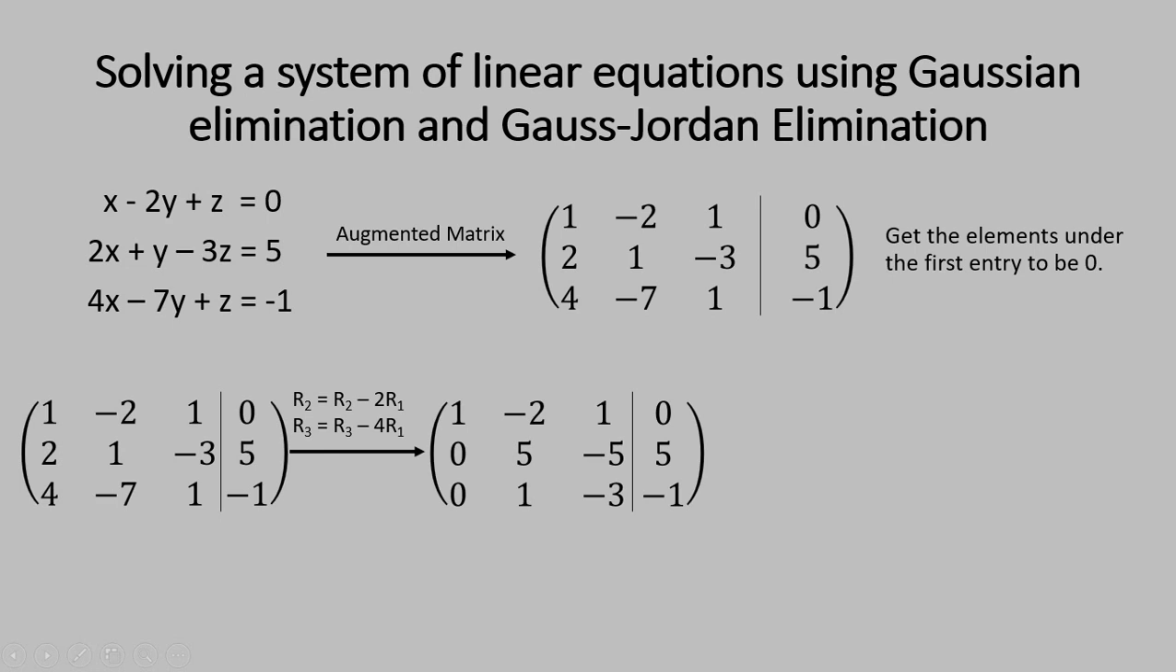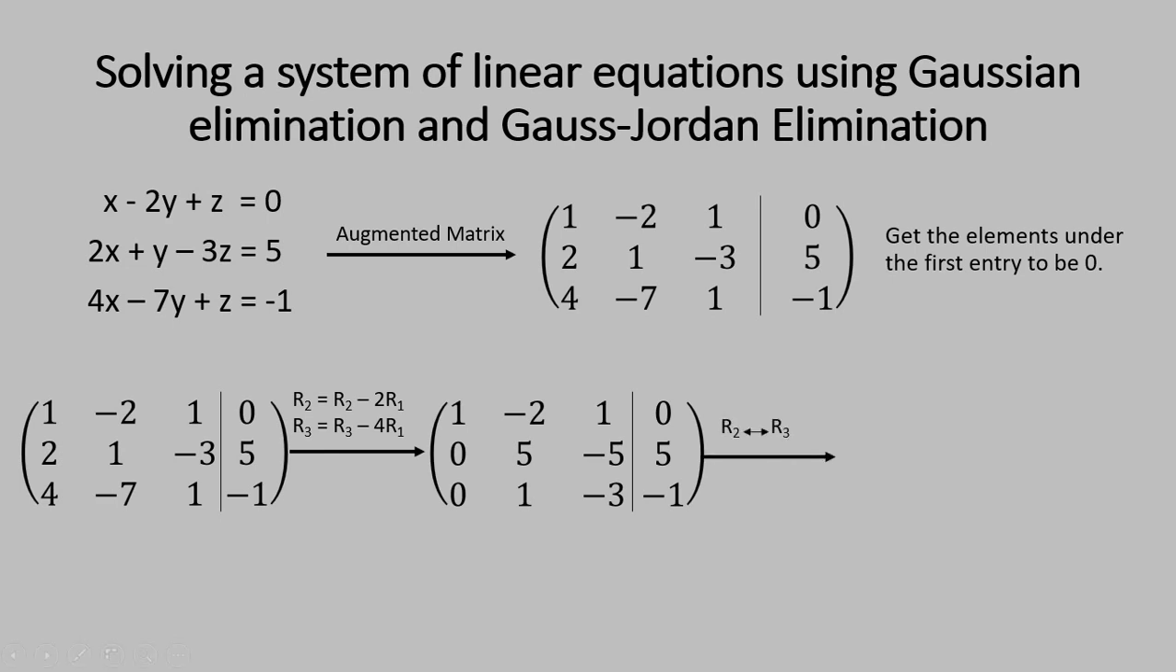Just a note, how did we get 5 here? Remember, row 2 is row 2 minus 2 row 1. So this is row 2, and we're going to subtract 2 times row 1 from it. 2 times 1 is 2, 2 minus 2 is 0. 1 minus 2 times negative 2, that would be 1 minus negative 4, that's 1 plus 4, which gives us 5. Negative 3 minus 2 times 1, that's negative 3 minus 2, negative 5, and so forth. And through similar reasoning, we can get the third row.